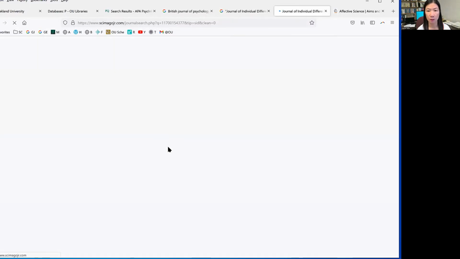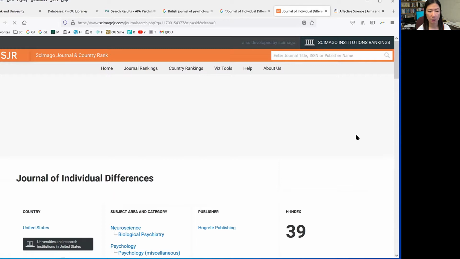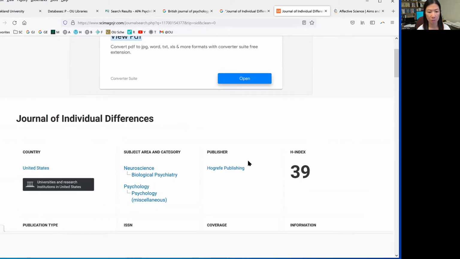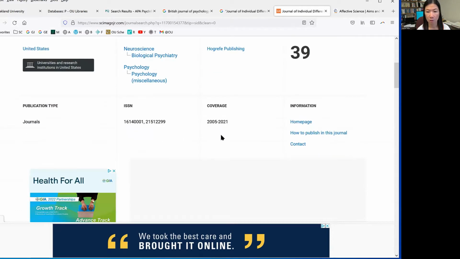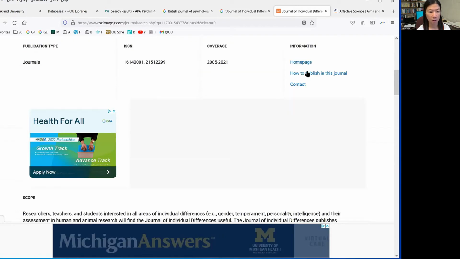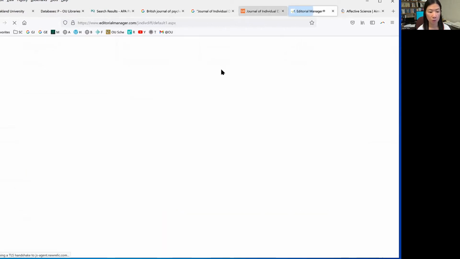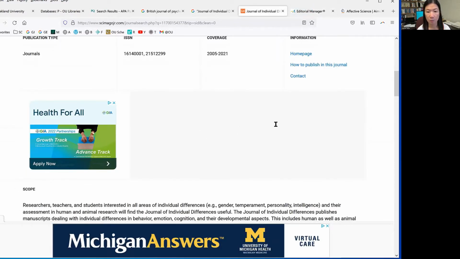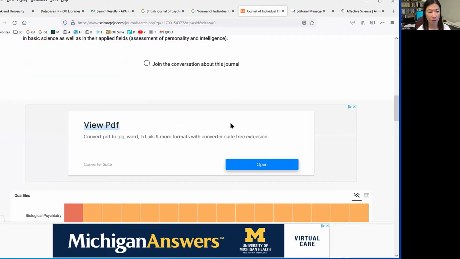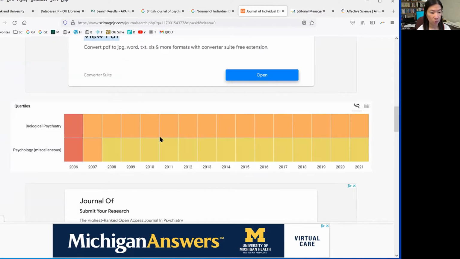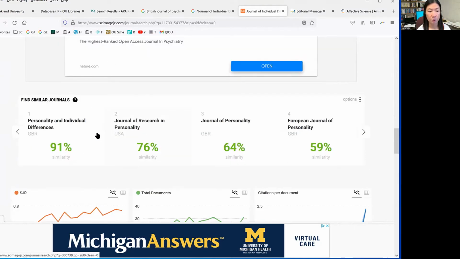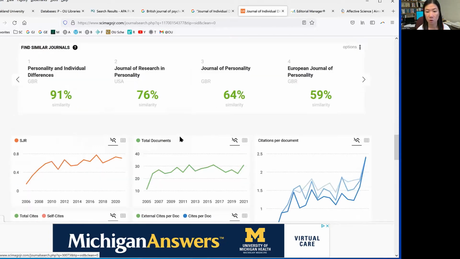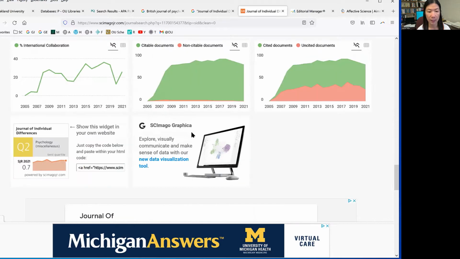Maybe this one. Does it show? Let's see. Journal of Individual Differences. Publisher, United States. Coverage, how to publish. That one also has a scope: gender, temperament, personality, individual differences. That's all good. Quartiles, biological psychology, all good. Personality, individual differences, yeah, that's something that I'm interested in too. They're very similar. I think we can keep it.